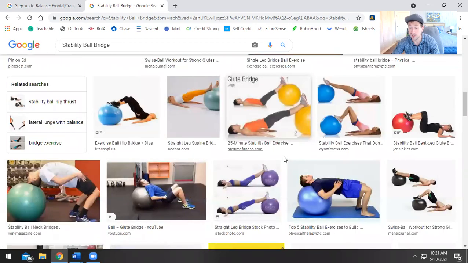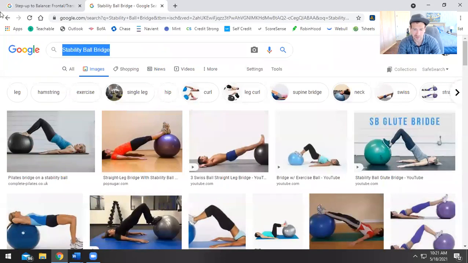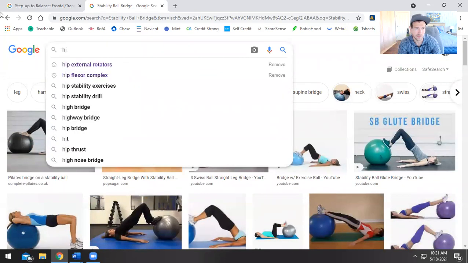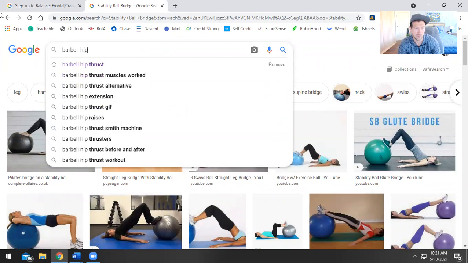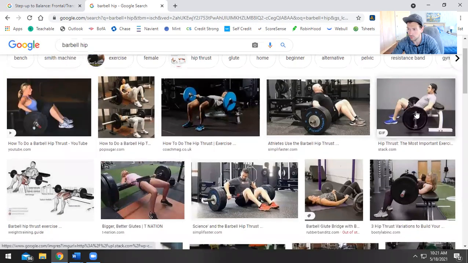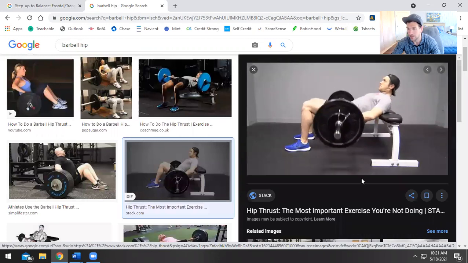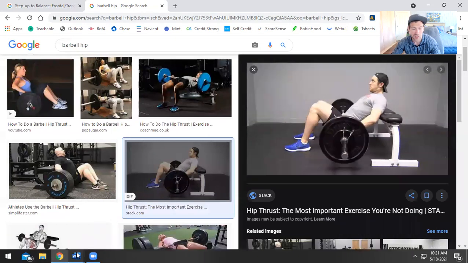I don't know if anybody ever does hip thrusts. The barbell hip thrust, but this exercise is so good for your glutes. I did this this morning. Right there. That is a terrific glute exercise, hip extension. But you can do that on a ball.